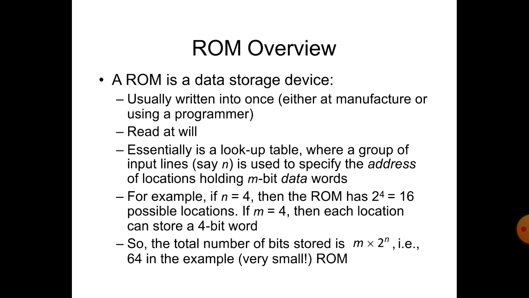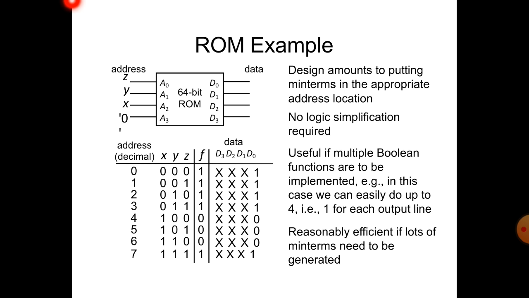So this is the structure of a ROM storage device. Structure of ROM means what? How much data will be stored in the ROM, how many data lines and how many locations are there in the ROM. That is nothing but the structure of the ROM. And we have a ROM example, a 64-bit ROM.